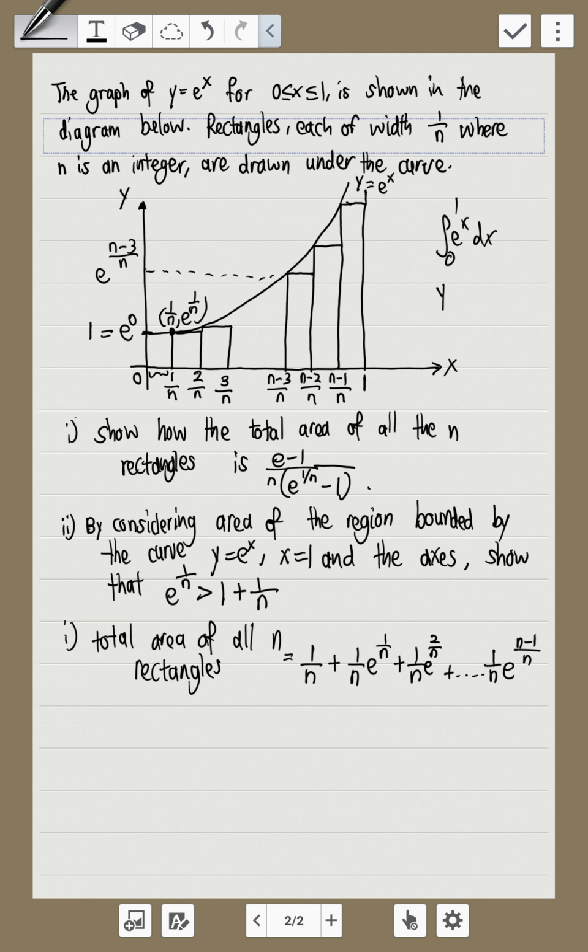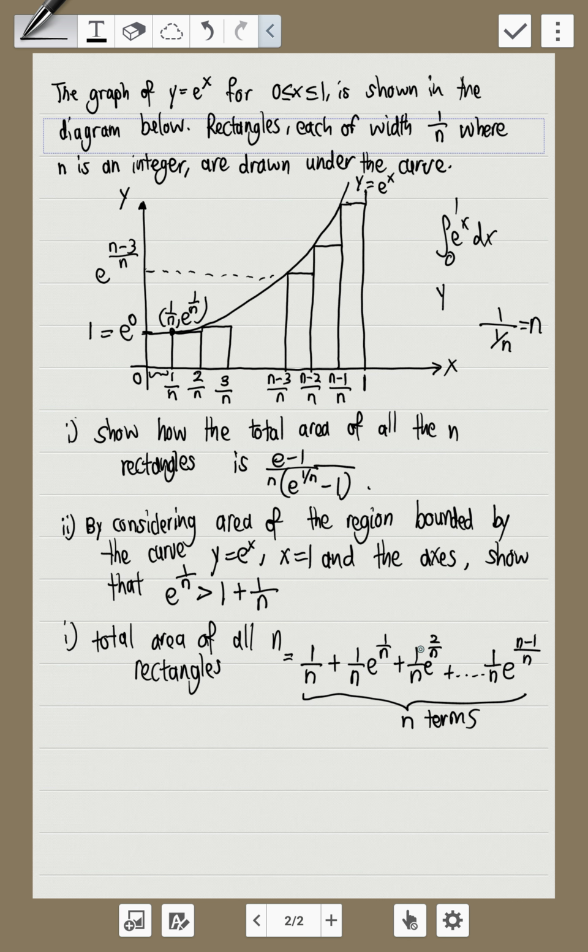Alright, how many rectangles do you think there are from 0 to 1, with each of length 1 over n? Of course, you take 1 divided by 1 over n: the total length divided by the width of each rectangle gives the total number of rectangles. So there are n rectangles, right? Therefore here we have n terms.